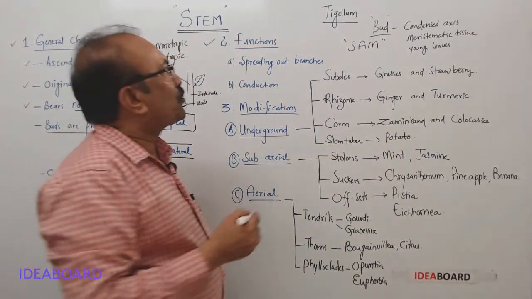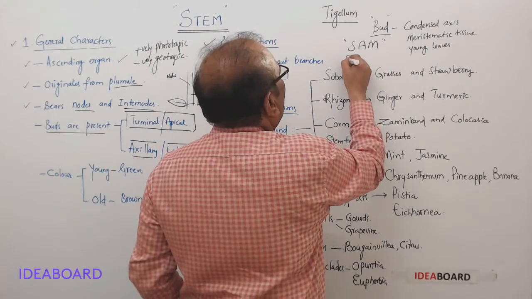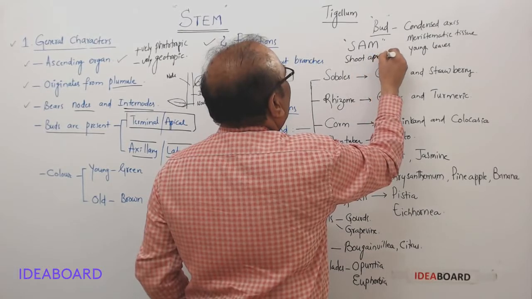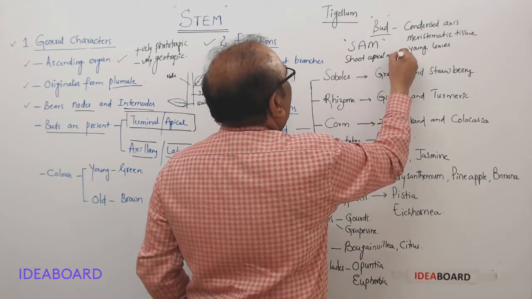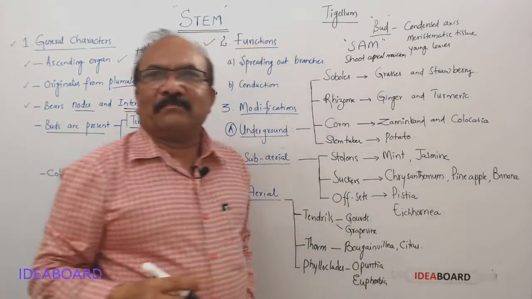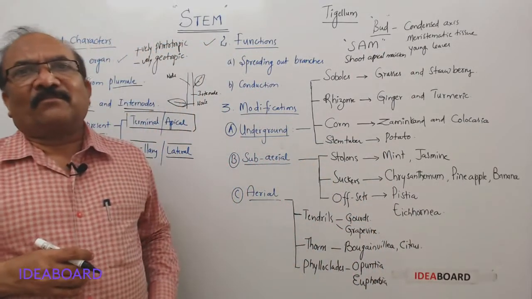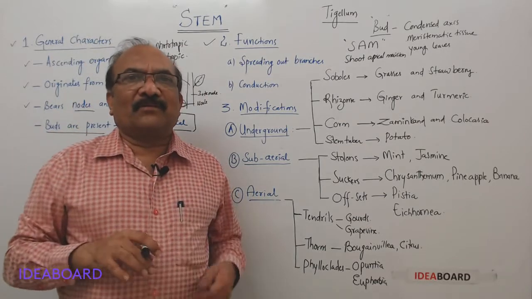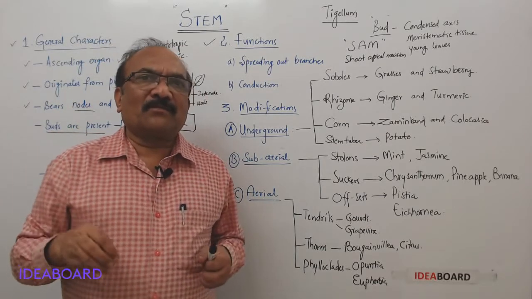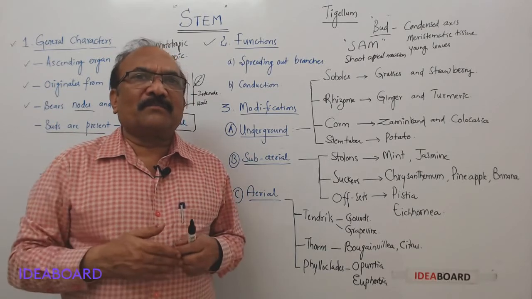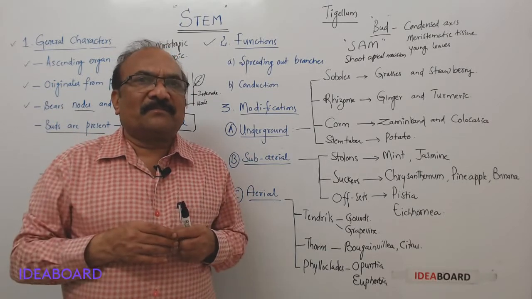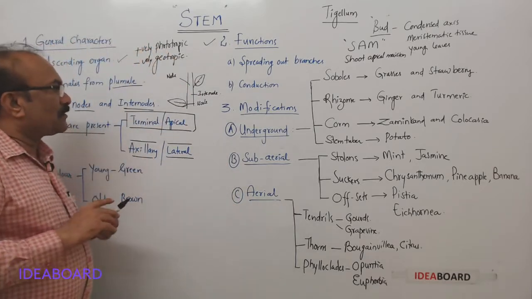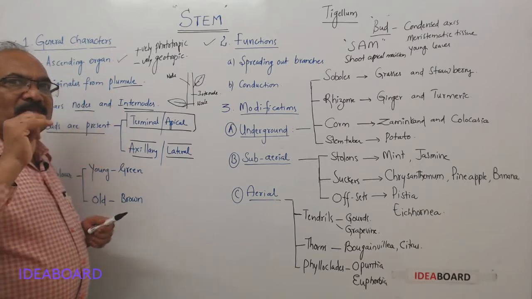What is SAM? Shoot apical meristem. I hope we saw RAM in the case of the root system. What was that RAM? Root apical meristem. So I hope you understand root apical meristem is with roots and shoot apical meristem is with the stems. This terminal bud helps in the growth of the stem during the vegetative phase.